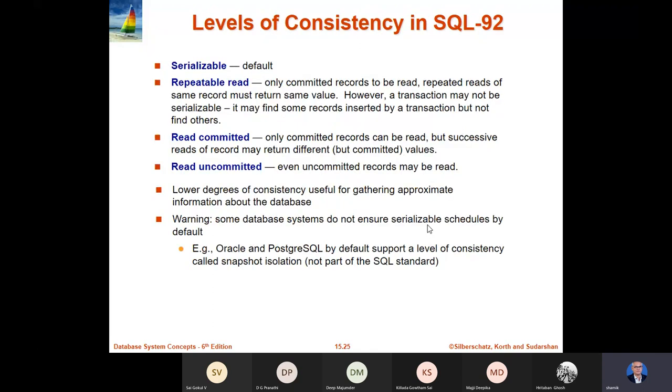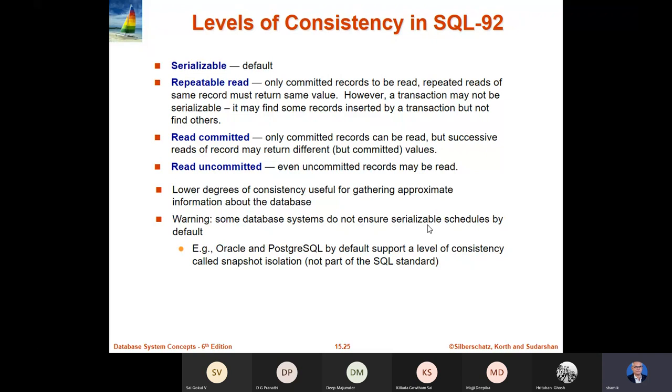Now, the SQL-92 standard specifies several such levels of consistency, like weak levels of consistency and the usual one. First of all, the serializable level is the default level of consistency. So that is what we have so far discussed. The repeatable read: only committed records are to be read. Repeated reads of the same record must return the same value. However, the transaction may not be serializable.